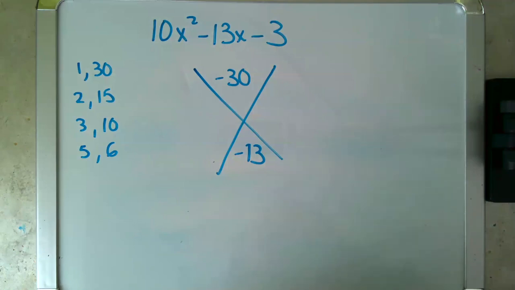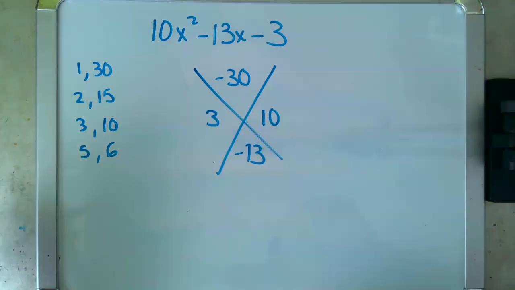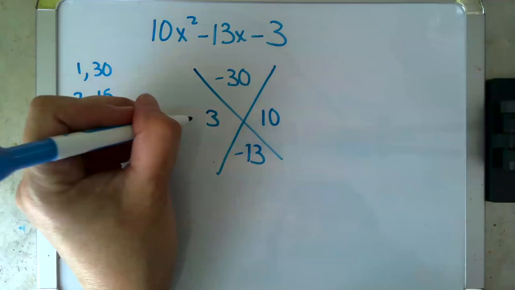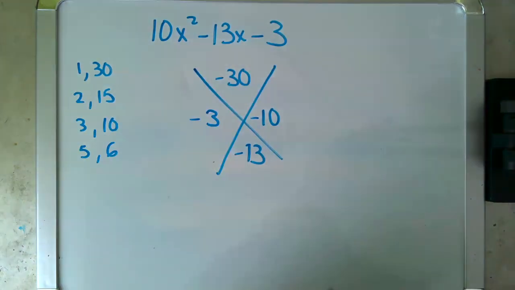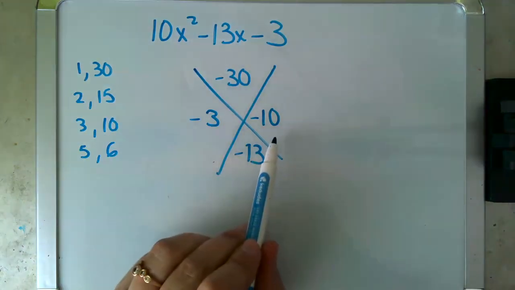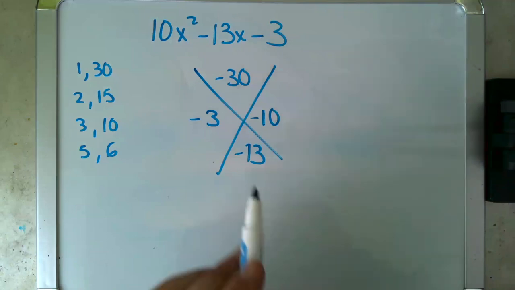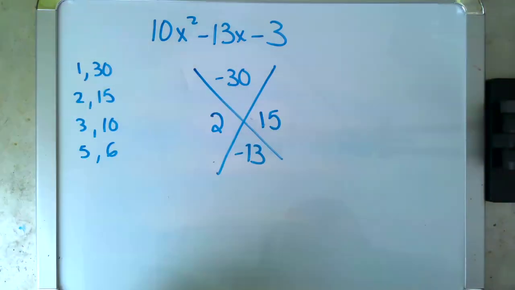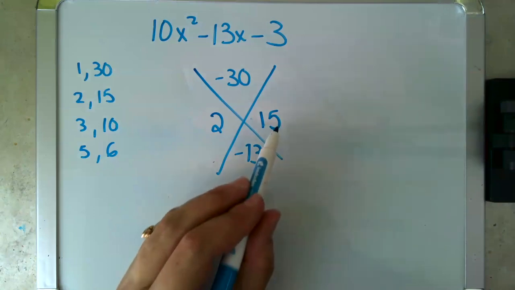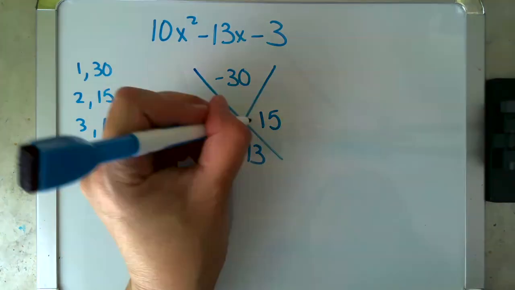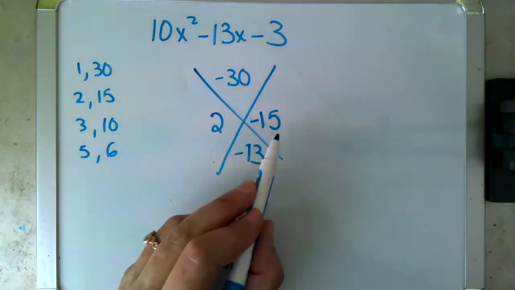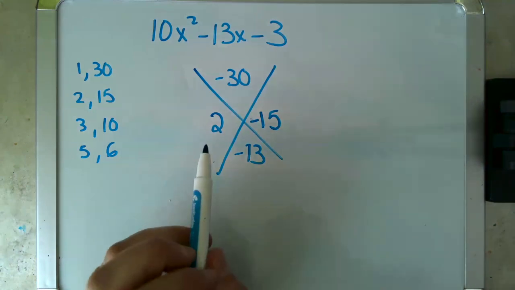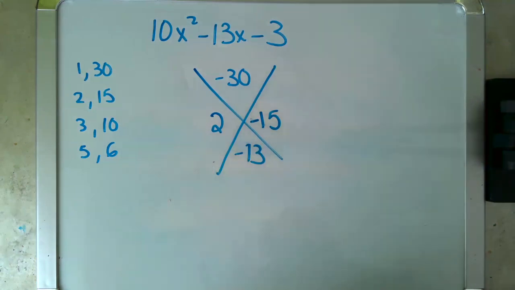So let's say the first one that occurs to me is the 3 and 10. And I go, okay, I need a negative 13, so they have to both be negative. Then I check. Negative 3 times negative 10 equals positive 30. These are not my answers. So instead, I try my 2 and 15. Again, I need a negative 13, so my larger factor needs to be negative. And now 2 times negative 15 is negative 30. 2 plus negative 15 is negative 13.